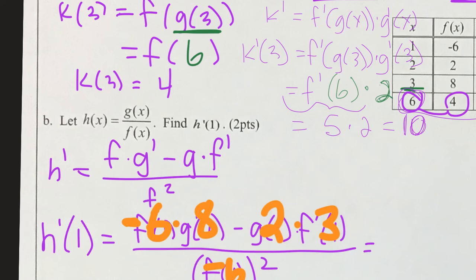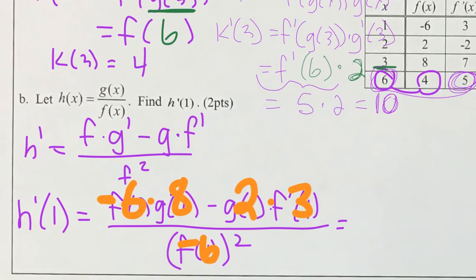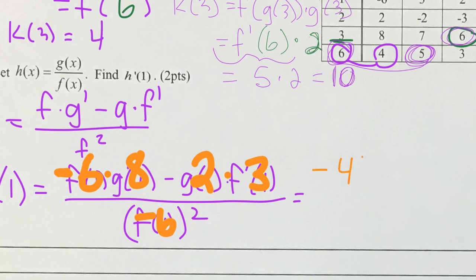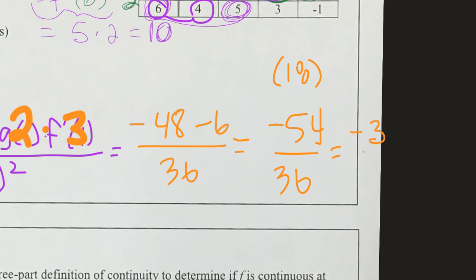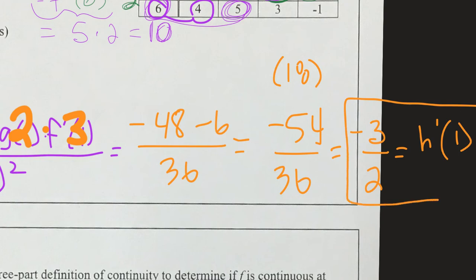Okay, so continuing on, now that we've written in all of our values, we just have to do some multiplication. Negative 48 minus 6 over 36. Looks like it's negative 54 over 36. And these are both divisible by 18. So if we divide negative 54 by 18, that's negative 3. And if we divide 36 by 18, that is 2. So h prime, the slope at positive 1, is going to be negative 3 over 2.